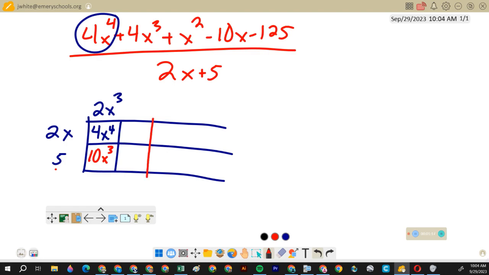Now we add a column. Do you remember what the next step is? These two need to add to be 4x to the 3rd. So minus 6x to the 3rd. Then we pull out a 2x, and we get minus 3x squared.